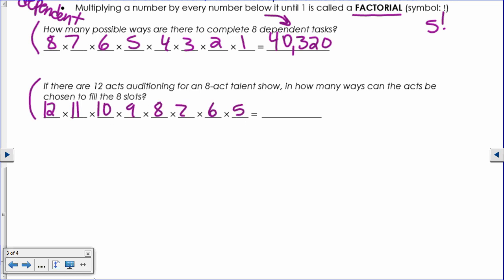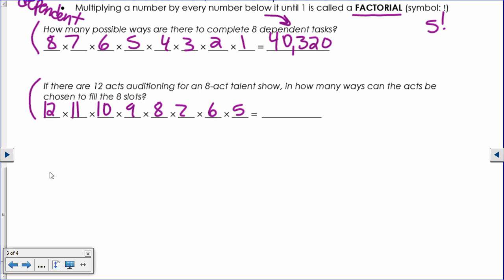We're cut off. Right. We only have 8 that we're choosing from the 12. We're only choosing 8 from the 12, so we're cut off after we have the 8 filled in. Right? So this is where the formula for permutation comes in. Okay?